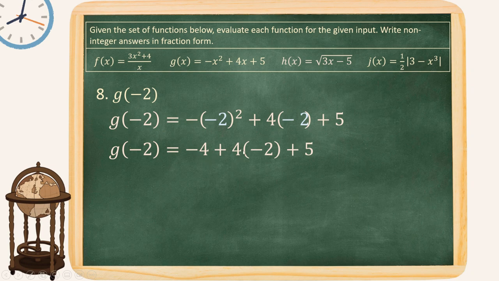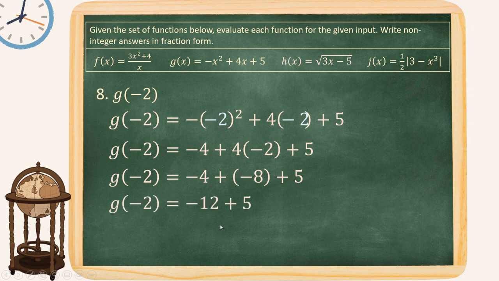Next, we can do the multiplication. When there's a number in front of the parentheses, nothing in between that number and the parentheses, that means multiplication. 4 times negative 2 gives us negative 8. And then we can do our adding. Negative 4 plus negative 8 gives us negative 12. Negative 12 plus 5 gives us negative 7. We have our final answer written in function notation. g of negative 2 equals negative 7.